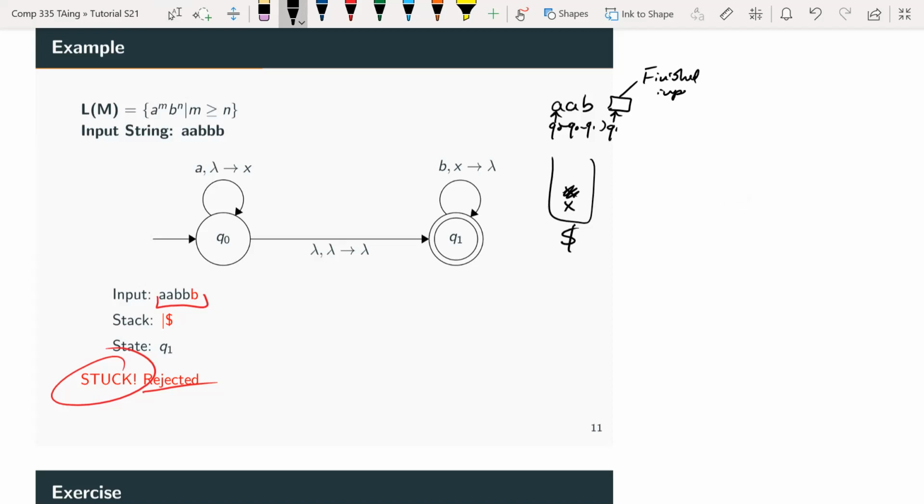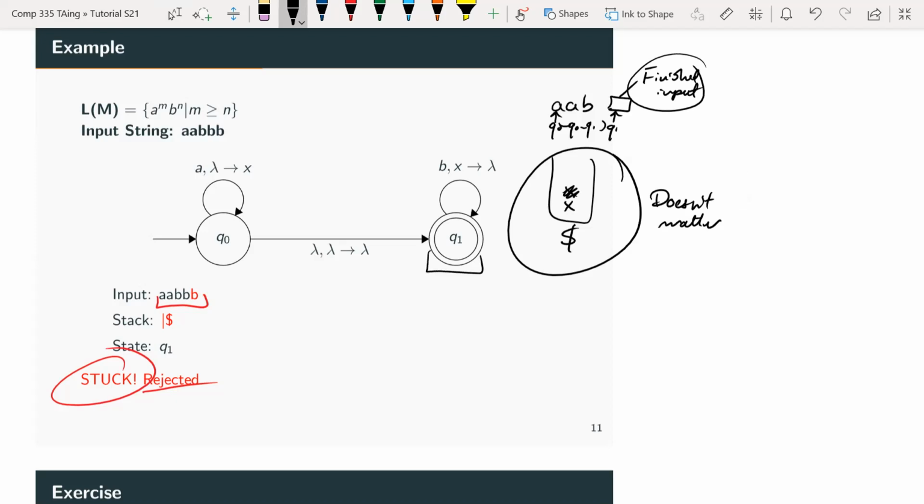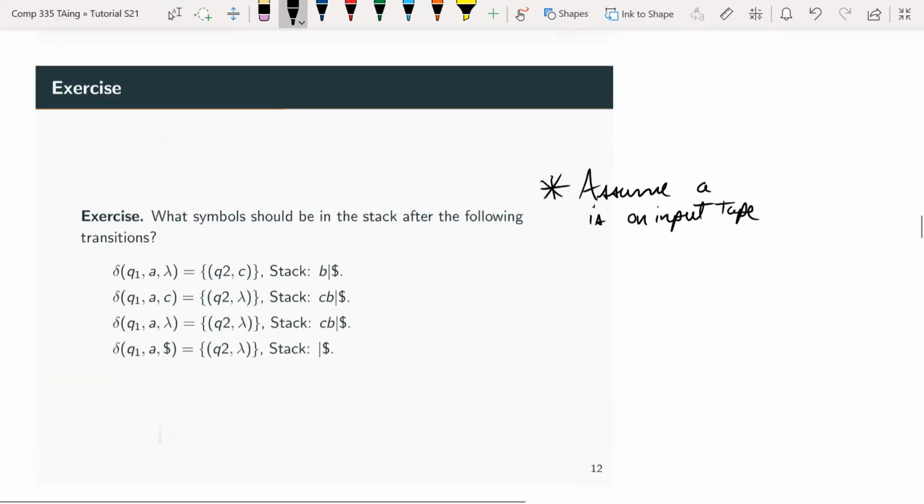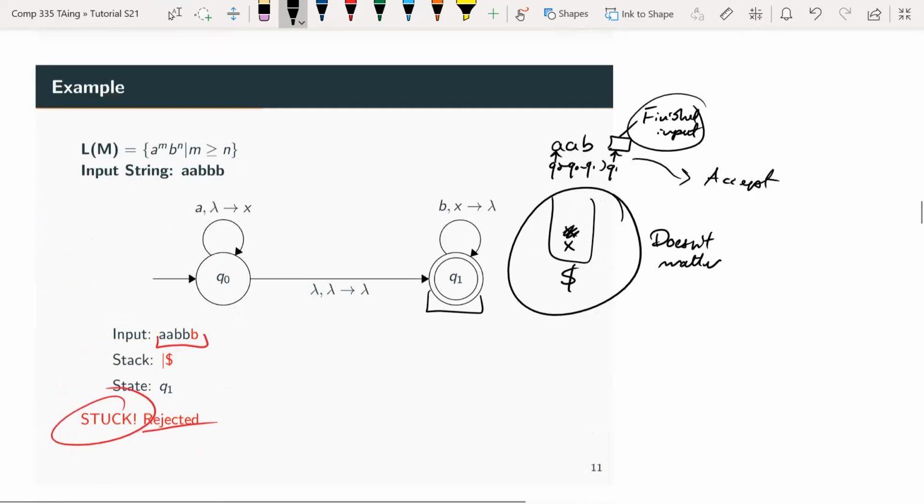Again, it doesn't matter that your stack still has some things. What matters is that you finished your input and you're at a final state. Okay, and so that's why this leads to an accept. Okay. Any questions about this?